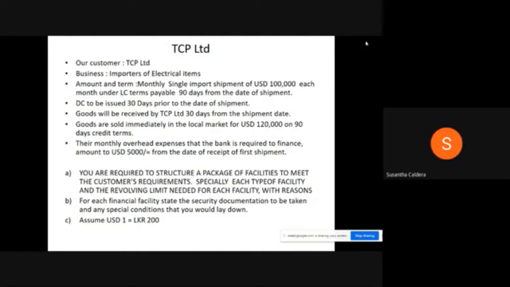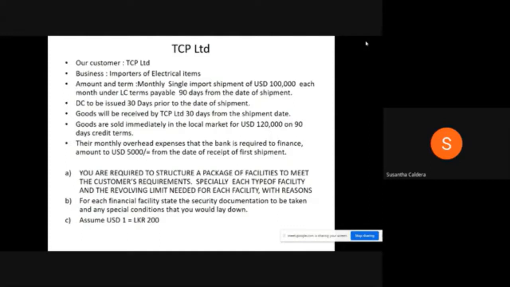90 days from? Shipment date. 90 days from the shipment date. So when you accept the draft, then after how many months do you have to pay the payment? 60 days. Very good. 60 days, because 1 month has already passed.